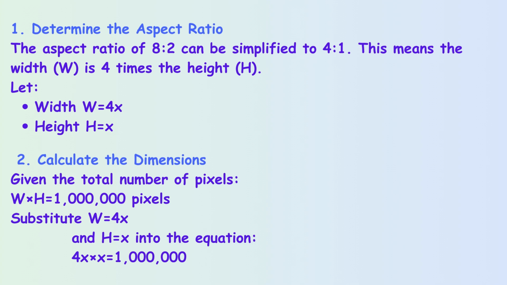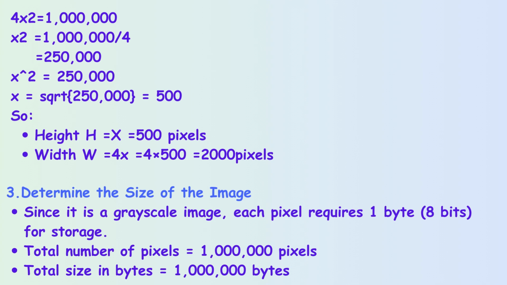Firstly, determine the aspect ratio. The aspect ratio of 8:2 can be simplified to 4:1. This means the width W is 4 times the height H. Let width W equal 4x and height H equal x. Secondly, calculate the dimensions. Given the total number of pixels, W times H equals 1,000,000 pixels. Substitute W equals 4x and H equals x into the equation: 4x times x equals 1,000,000, so 4x squared equals 1,000,000.